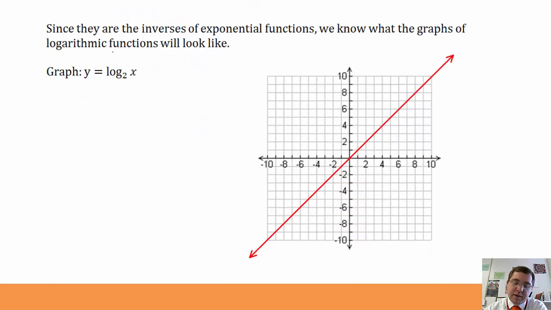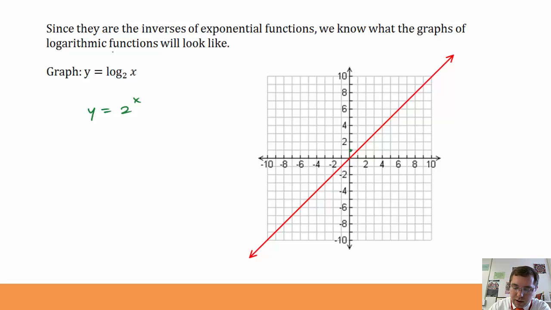Since they are the inverses of exponential functions, we actually know what the graphs of logarithmic functions are going to look like, because we know that the graphs of inverse functions are symmetric about the line y equals x. So I've graphed the line y equals x on my coordinate plane already. It's the line with a slope of 1 that goes through the y-intercept of 0. So it cuts diagonally evenly across my Cartesian coordinate plane. I'm going to use that to help me graph y equals the log base 2 of x. So if I can graph y equals 2 to the x, these are going to be symmetric about my red line. So y equals 2 to the x, that's pretty easy to graph.